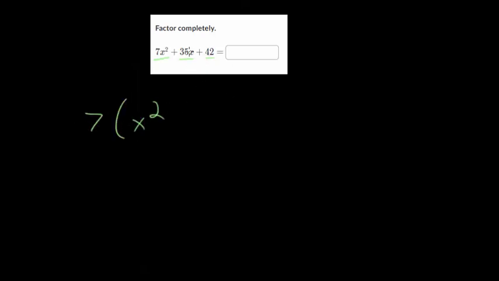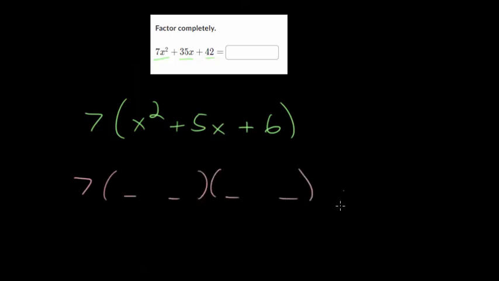You get x squared there. 35 divided by 7 is just 5, so you have 5x there. And 42 divided by 7 would be 6. I encourage you to check this, pause the video, redistribute this, make sure that it does equal what we started with. And it does, so we'll continue. So I'm just going to rewrite the 7 and then put our 2 binomials. And I'm going to mark the 2 terms in each of those.